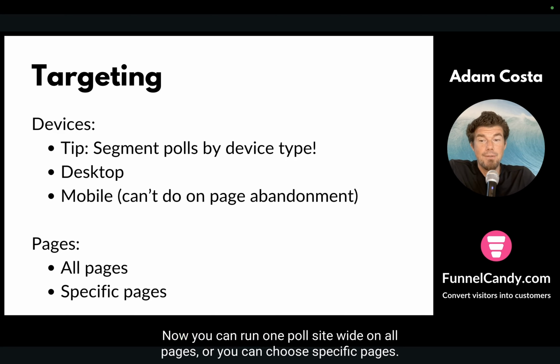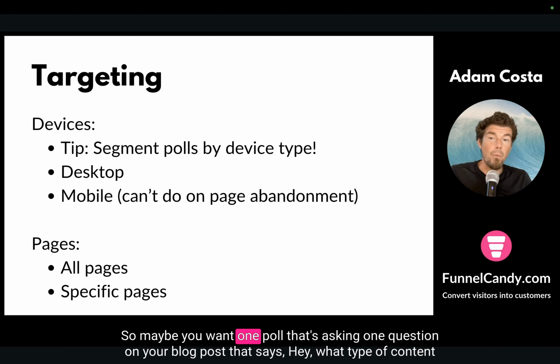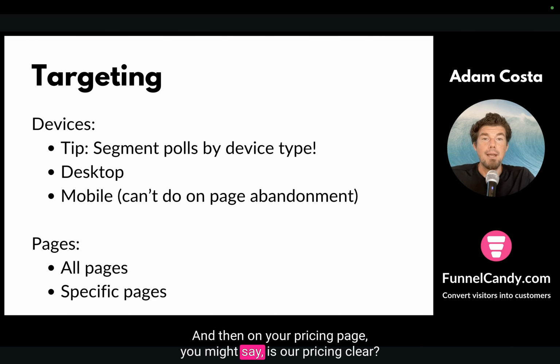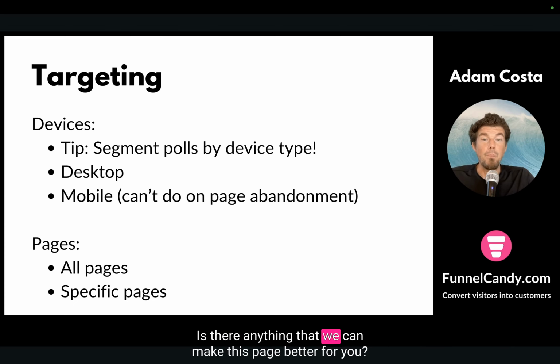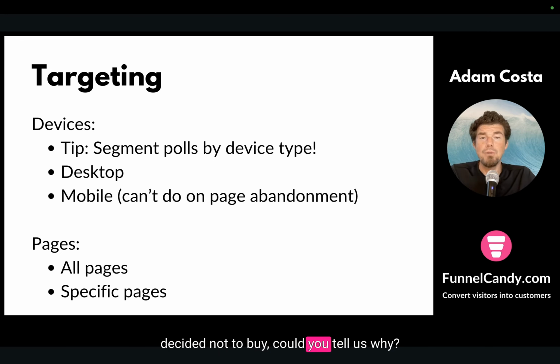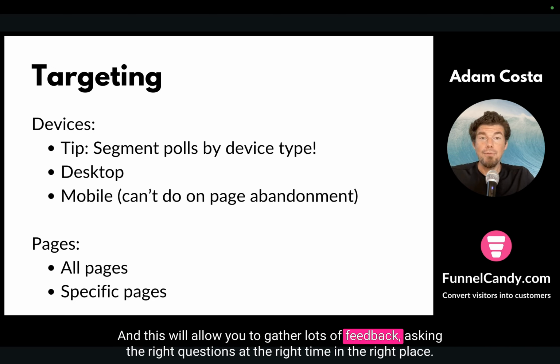You can also focus on pages. Now you can run one poll site-wide on all pages, or you can choose specific pages. So maybe you want one poll that's asking one question on your blog post that says, hey, what type of content would you be interested in reading more about? Or what's your current challenge? And then on your pricing page, you might say, is our pricing clear? Is there anything that we can make this page better for you? And on your checkout page, you could ask something like, hey, before you go, if you decided not to buy, could you tell us why? And this will allow you to gather lots of feedback, asking the right questions at the right time in the right place.